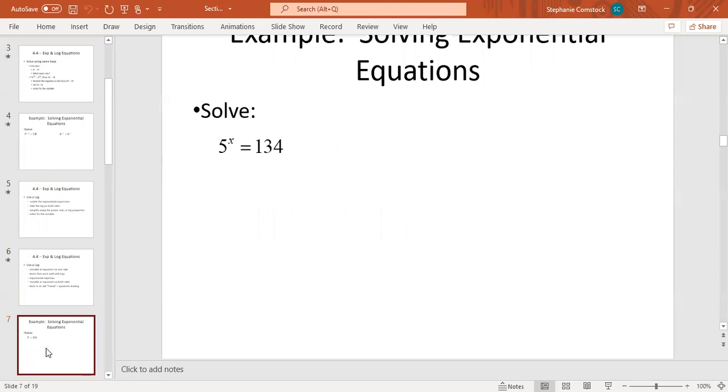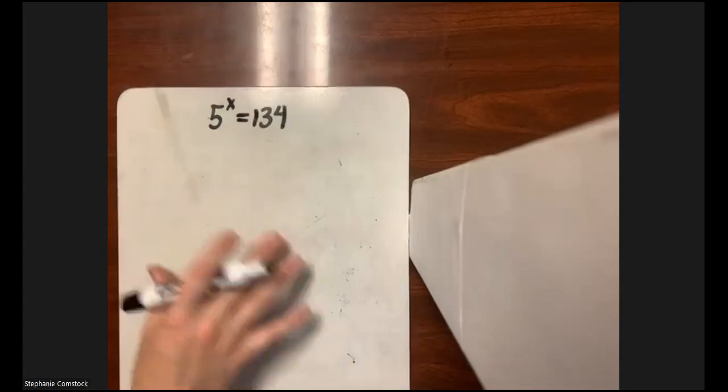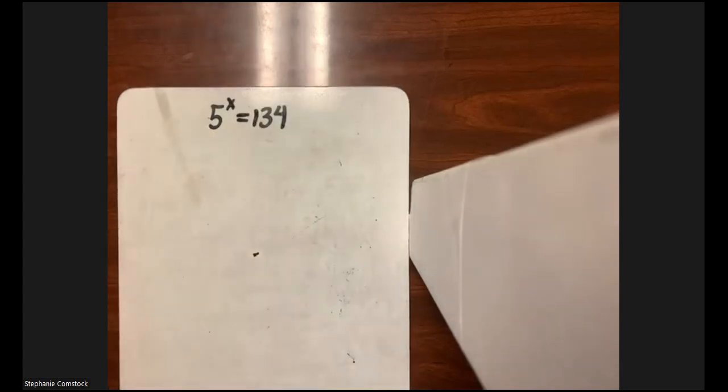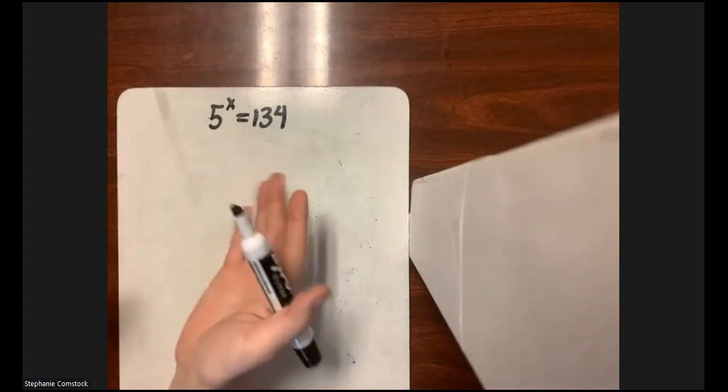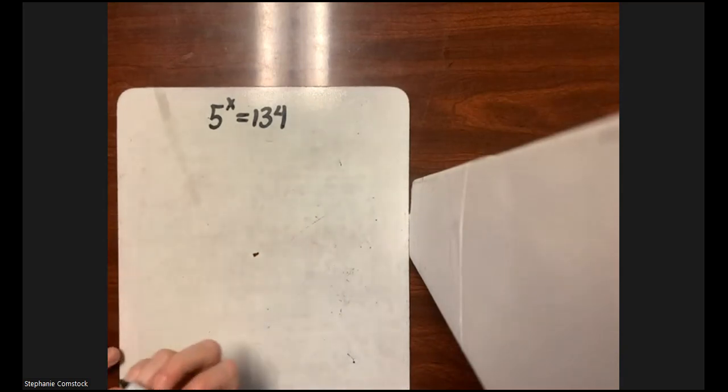We got 5 to the x equals 134. So now you may be looking at that going, well, that looks simple enough. And it does. The concern that comes up here is that I cannot get to a power of 5 that is 134. So if we think about our powers of 5, 5 squared is 25, 5 cubed is 125, and then 5 to the 4th is 625. So I bypass over this 134. So we're going to have to use something else.